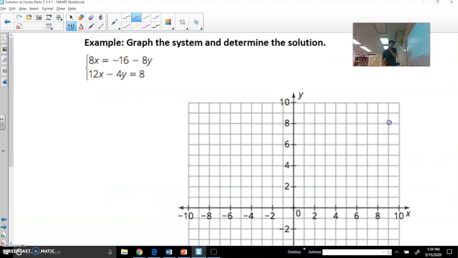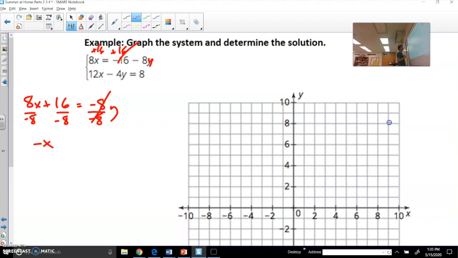So let's try another example where we're kind of solving for y, trying to figure out where they're going to end up crossing. So let's talk about that first one. We want to get y by itself. So let's add 16 from one side to the other. 8x plus 16 equals -8y. And then using that division property of equality, let's divide -8 over to the other side. And it looks like one of my equations should be -1x minus 2.